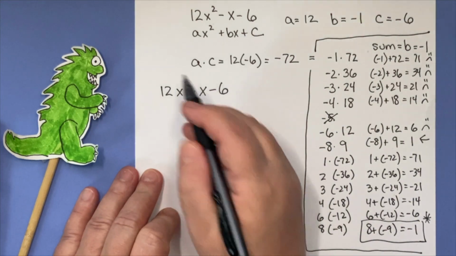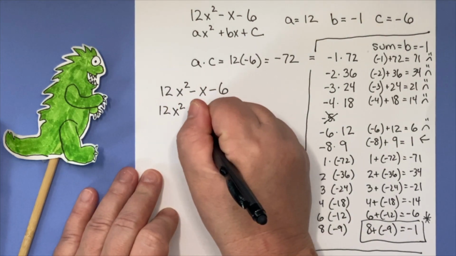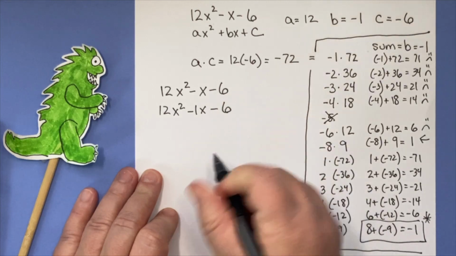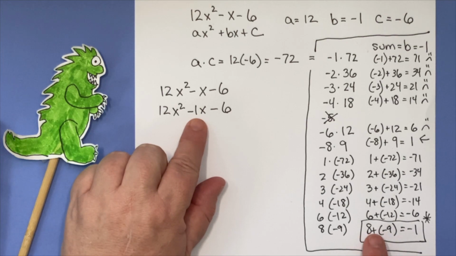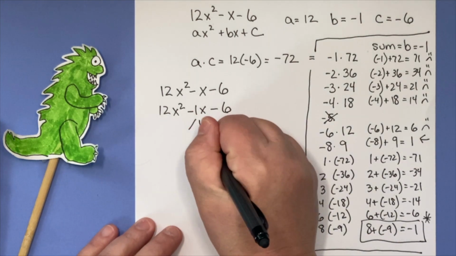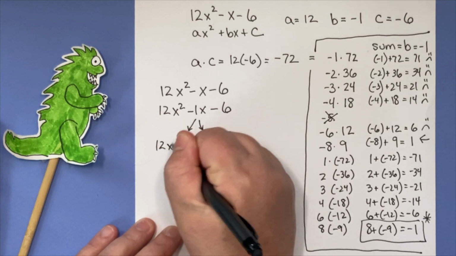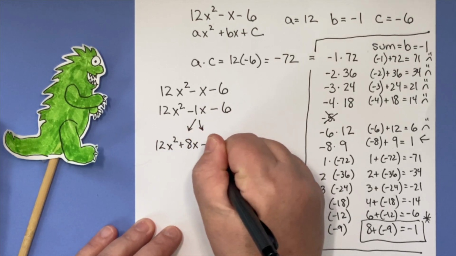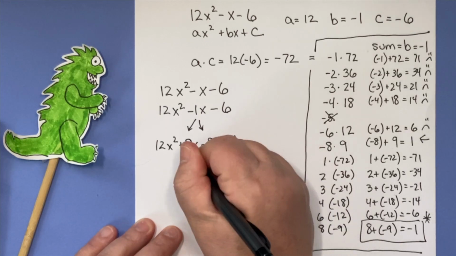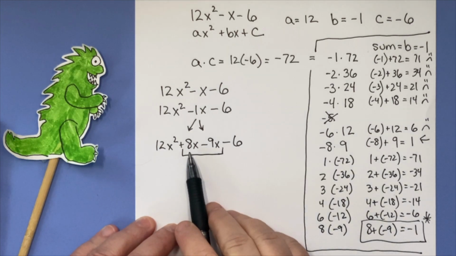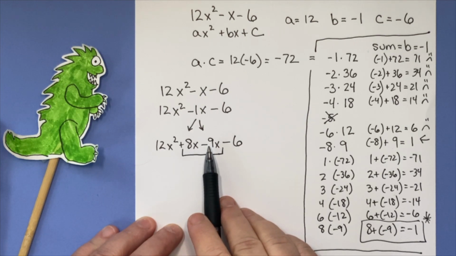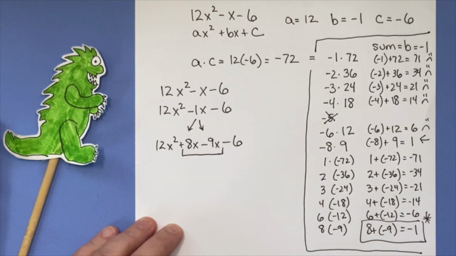And what we're going to do is take this 12x squared minus 1x minus 6. I'm just emphasizing this is a negative 1. And I'm going to put in these two numbers that I found, the 8 and the negative 9. Am I allowed to do this? Well, the answer is yes, in this case, because 8x minus 9x is negative 1x. So I'm not changing the polynomial, I'm just changing how I write it.